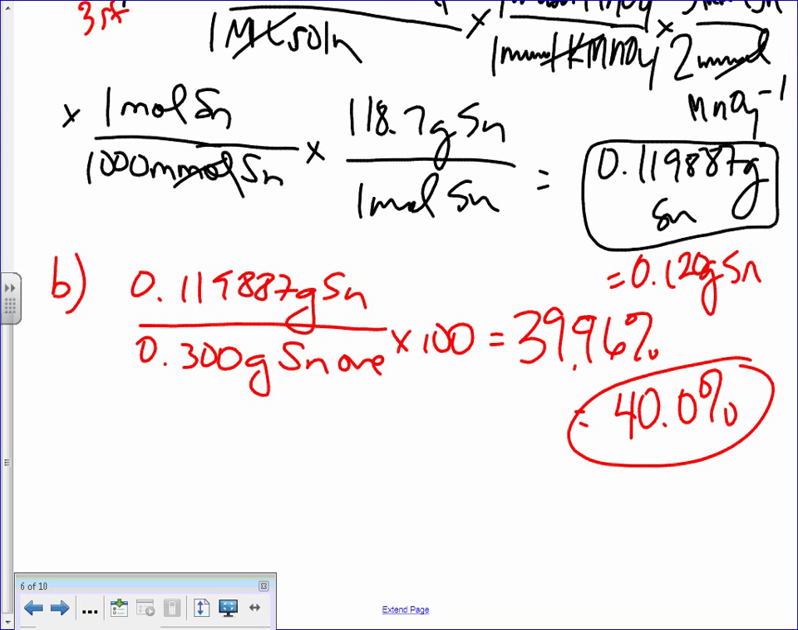You guys can do the last one. I'll help you if I need to. It's number 3. It says peroxydisulfate. Okay.